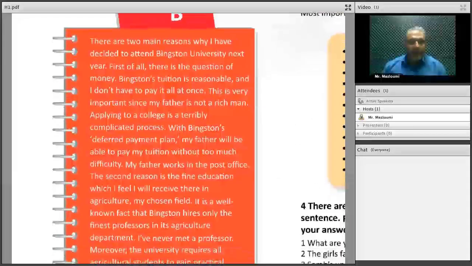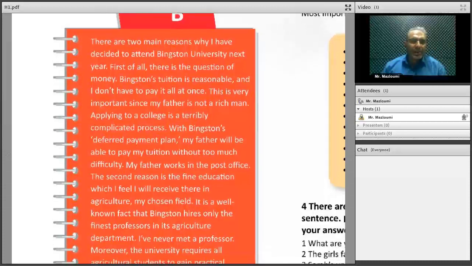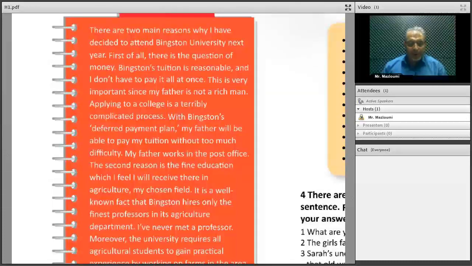Okay, paragraph B, a long one. Again, take a listen. Let's discuss the new words, then we will check out its structure. There are two main reasons why I have decided to attend Bankston University next year. So, two reasons why I'd like to go to this university next year. First of all, there is the question of money.